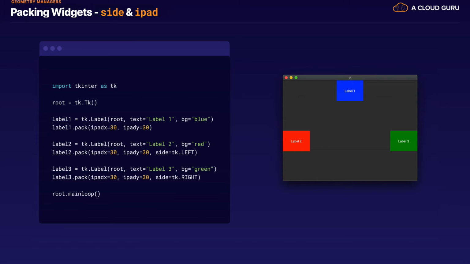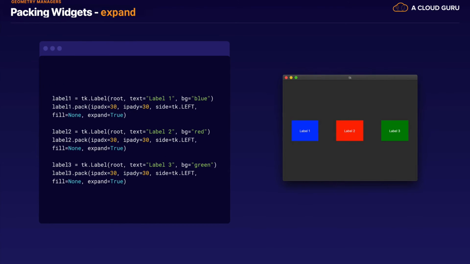So even though we are still using pack with the same three labels here, if we had just done pack, pack, pack, they would have just gone from top to bottom. We would have seen blue, red, and green stacked on top of each other. But doing it this way, we can actually pin them to different sides of the window.